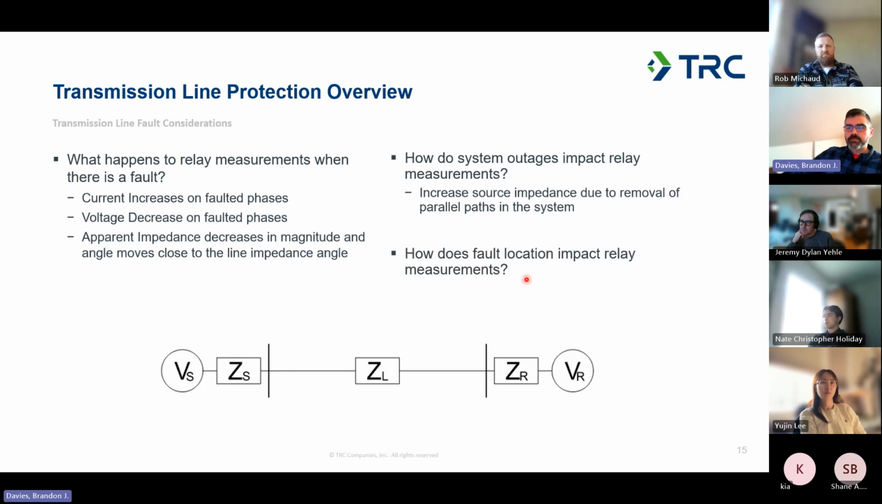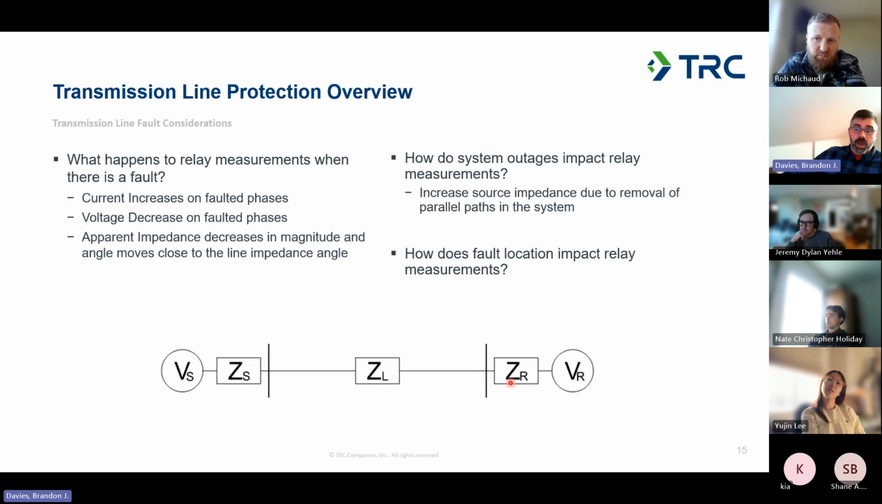And last one, how does fault location impact relay measurements? How can the location of the fault impact what the relay sees at the terminal location here? Does that just tie back into impedance as well? Yeah. Changing impedance exactly. To the distance? Yeah, so the impedance between the equivalent voltage source and the fault location is going to change as you move the fault down the line.